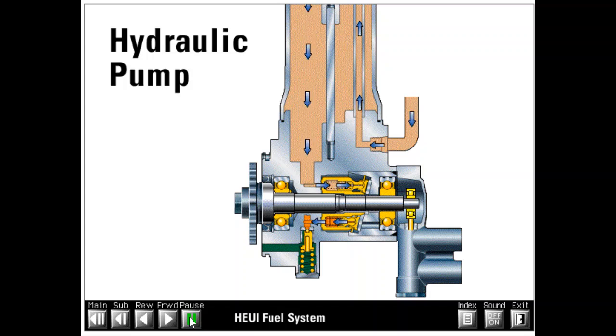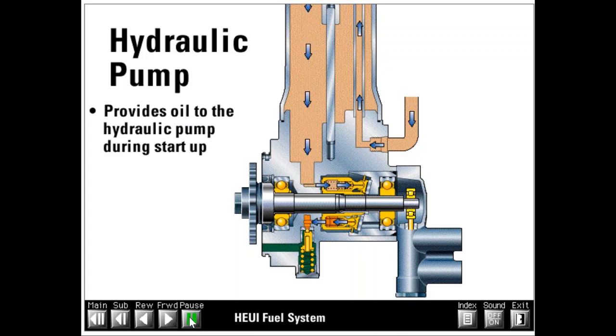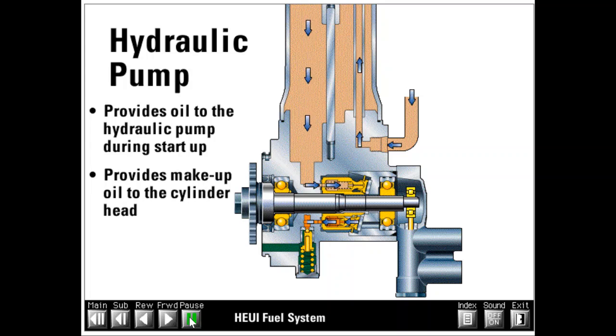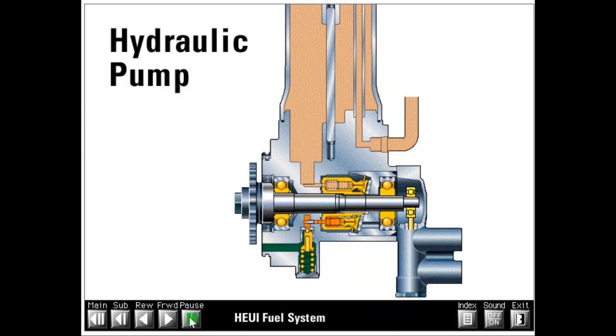The reservoir has 2 purposes. It provides oil to the hydraulic pump during startup until the engine lube pump can build pressure. And it provides makeup oil to the high-pressure passage in the cylinder head. When the engine is off and cools down, the oil shrinks. A check valve in the pump allows oil to be drawn from the pump reservoir to keep the high-pressure passage full. Do not remove the reservoir.